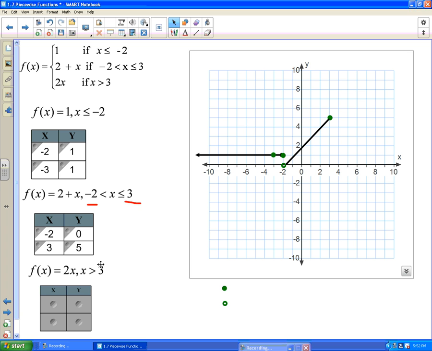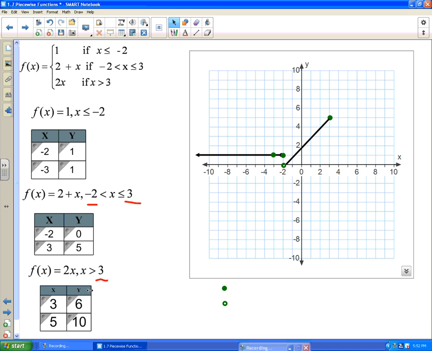So now we'll look at the third one. The third one begins at 3. So again, I'm paying attention to how the domain is stated. It says that it's true for all x's greater than 3. So that means my first input will be at 3. 2 times 3 is 6, so I get the point (3, 6). I picked some x greater than 3, so I chose a 5. And 2 times 5 is 10.